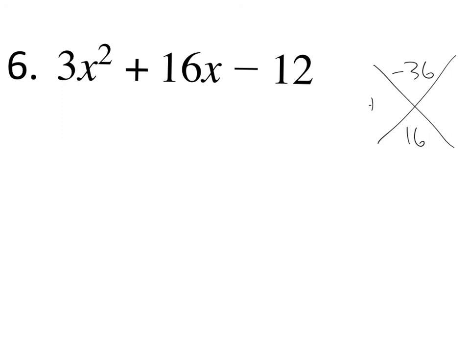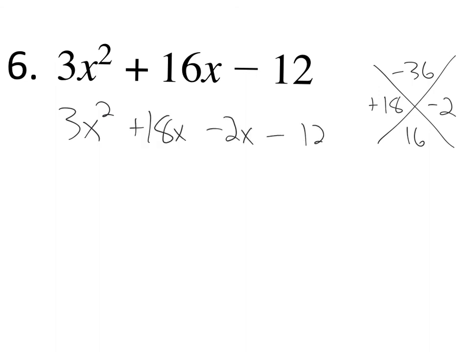So remember, one's going to have to be positive, one's going to have to be negative. So in this case, we have 2 times 18. So 18 would be positive, 2 would be negative. And we're going to split 16x into positive 18x and negative 2x. So we're just going to split that middle term into 2, and those 2 values are the factors that we found.